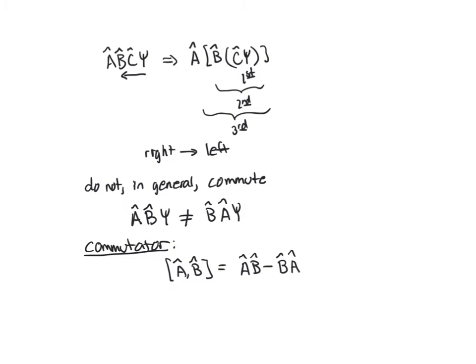So notice that if this commutator is equal to 0, then the result of operating A first and then B, or B first and then A, is going to be the same thing. And so we say that the operators commute. So only when that commutator equals 0 do the operators commute. And we'll see a little bit later why this is important. It turns out that it is related to the uncertainty principle.